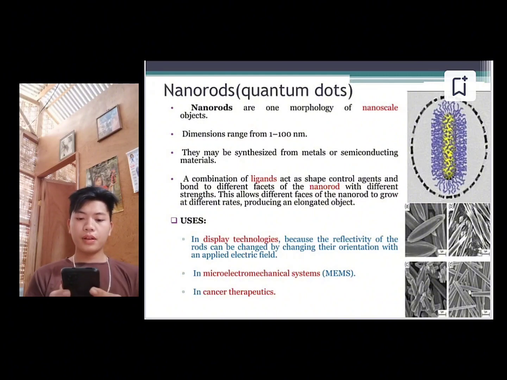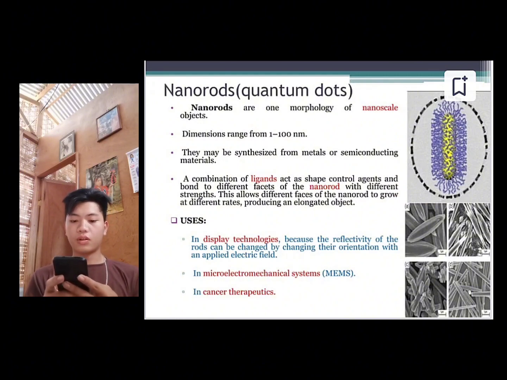So I will continue the topic of nanotechnology. So nanorods are one morphology of nanoscale objects. The second is dimensions range from 1 to 100 nanometers. The third is they may be synthesized from metals or semiconducting materials. The fourth is a combination of ligands act as shape control agents and bond to different facets of the nanorod with different strengths. This allows different faces of the nanorod to grow at different rates, producing an elongated object.